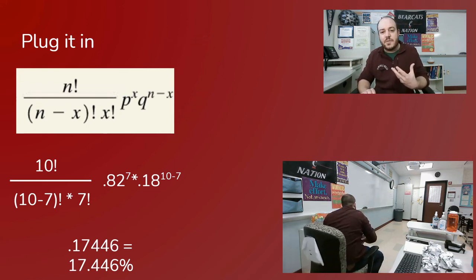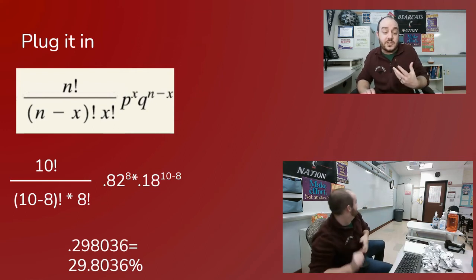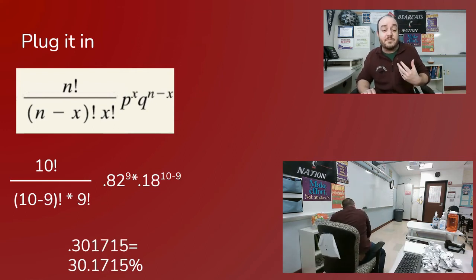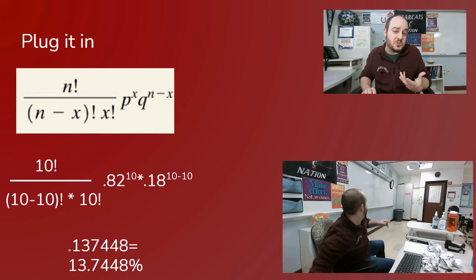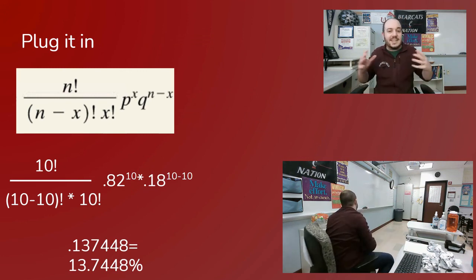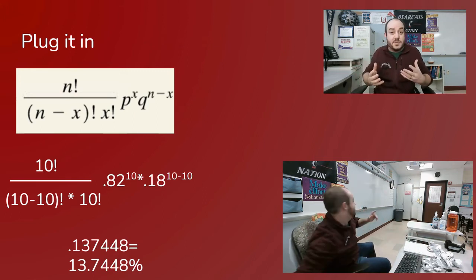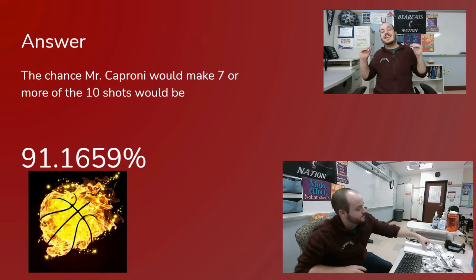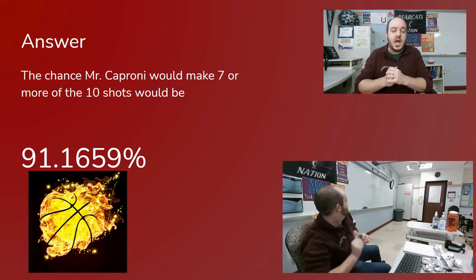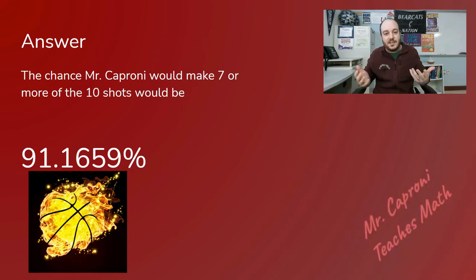Now, if I do that same thing and plug in the numbers for the 8, that's going to give me 29, almost 30%. For the 9, it's going to give me 30%, a little bit more. And for the 10, it's only going to be 13.7%. So when I add together all of those percents for the 7, the 8, the 9, and the 10, what's the probability that Mr. Caproni would make 7 or more out of those 10 attempts? It's going to actually be a 91.1659% chance that I would make 7 or more. Obviously, because I'm a baller, and you can see that my shots were on fire.